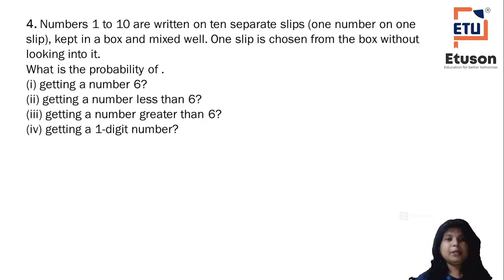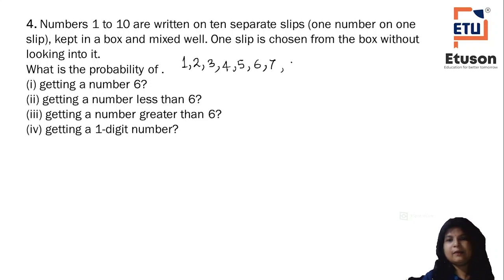Numbers 1 to 10 are written on 10 separate slips, one number on one slip, kept in a box and mixed well. One slip is chosen from the box without looking into it. What is the probability of getting a number 6? First, let me write down the numbers so that it will be easier to answer. You have written numbers 1, 2, 3, 4, 5, 6, 7, 8, 9 and 10 on 10 separate slips.